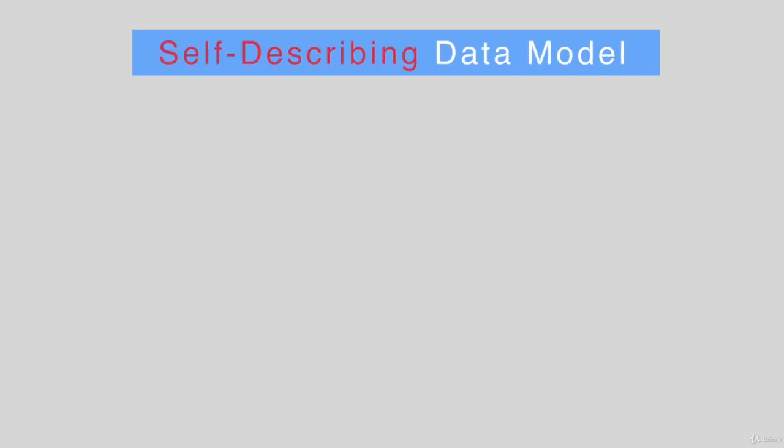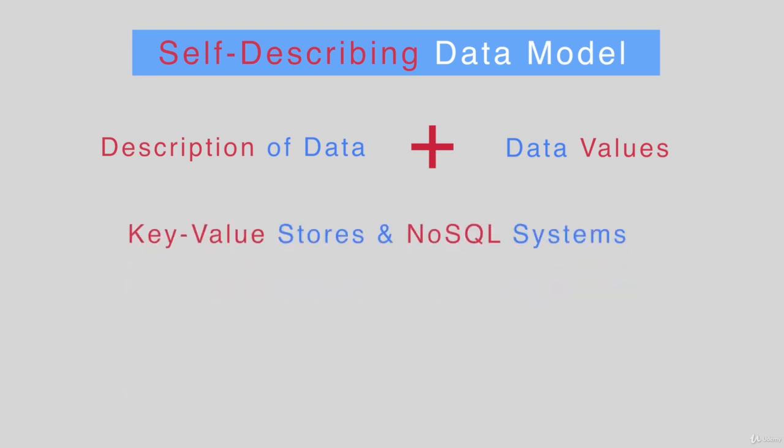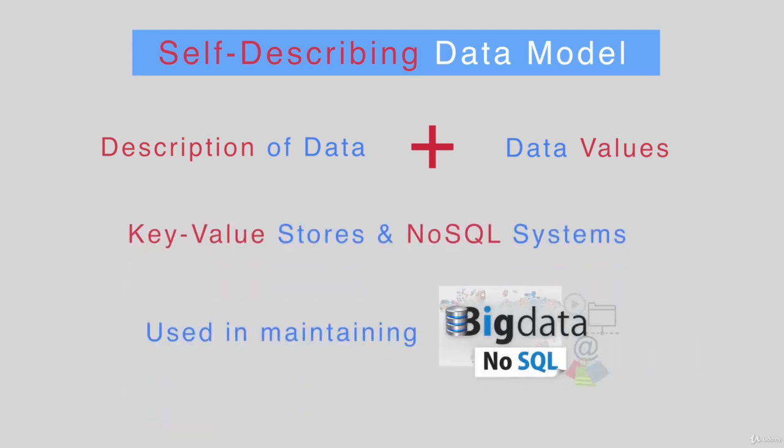And there is one more data model called the self-describing data model. This model combines the description of data with the data values themselves. These models include key-value stores and NoSQL systems, which are used in maintaining big data.